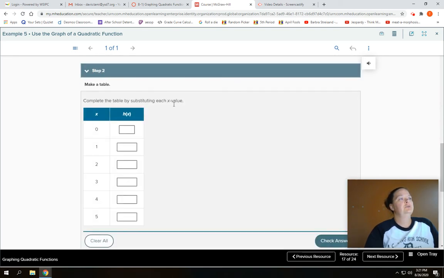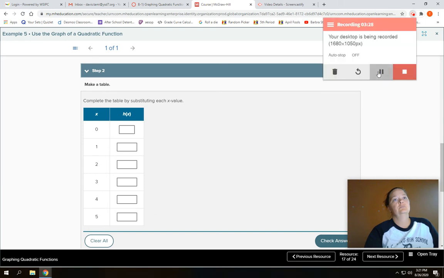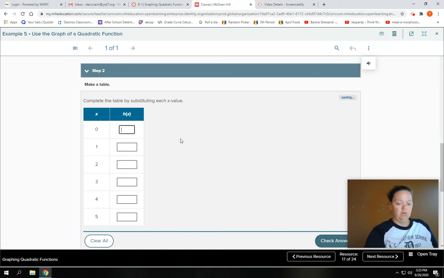Step 2, fill in a table. You want to substitute each x value in for the x in the equation and solve it. Go ahead and pause the video and do that now. Okay, the answers you should have gotten are 40, 120, 168, 184, 168, and 120.